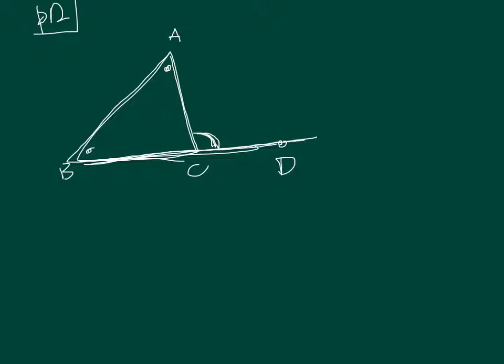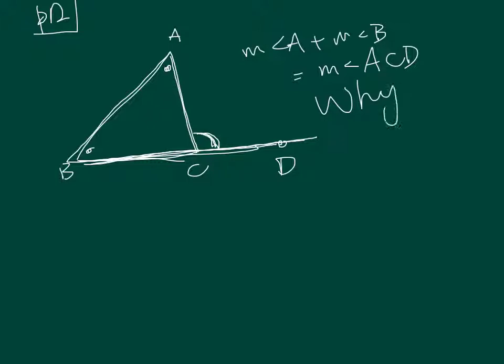Prove that the measure of an exterior angle of a triangle is equal to the sum of the measures of the two remote interior angles. So actually, if you add angle A plus angle B, it has to be angle ACD all the time. So the measurement of angle A plus the measurement of angle B equals the measurement of angle ACD. Okay, that's problem number 12.